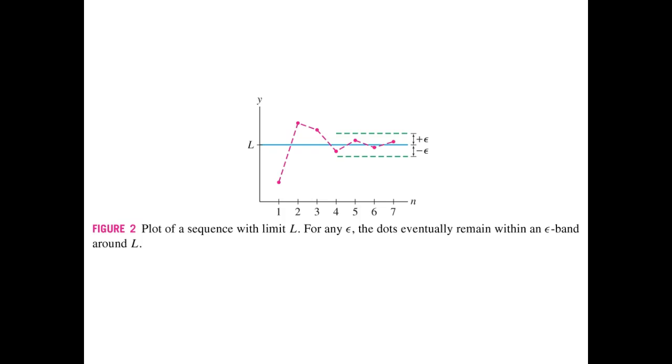If A sub n converges, like we saw in the last one, then its limit, L, is unique. It can't converge to two different things or five different things. It has to be a unique number.